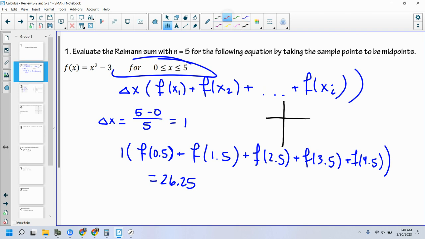So thinking about it visually here, if I've got a parabola shifted down 3 units, that's the minus 3. And I'm going from 0 to 1, 2, 3, 4, 5. Okay, so this is all green area plus purple area, right?